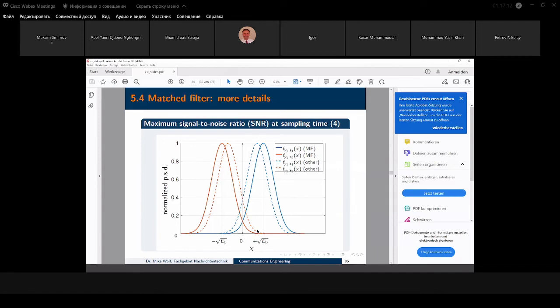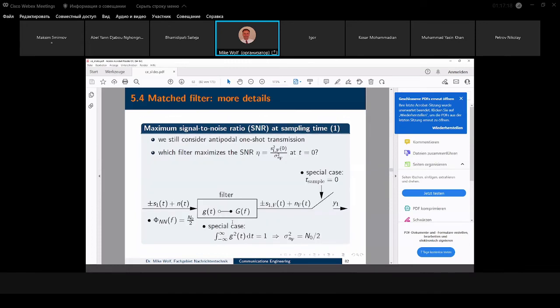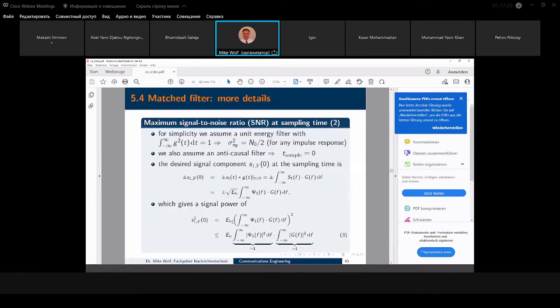This dashed curve. Derivation. It's shown here. Basically use this Cauchy-Schwarz inequality. By the way, here I assume that we C1. I just say signal S1. Sorry, yeah, everything is correct.